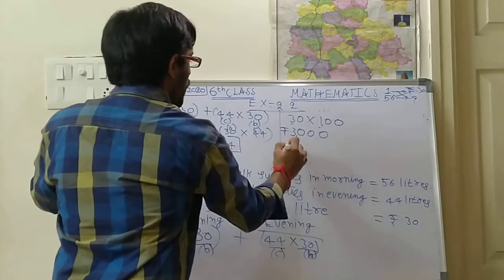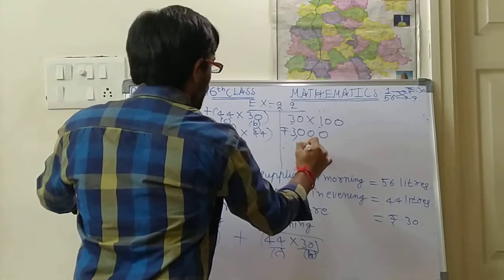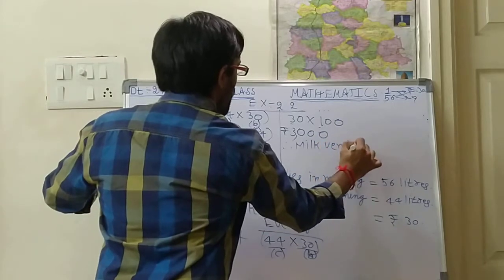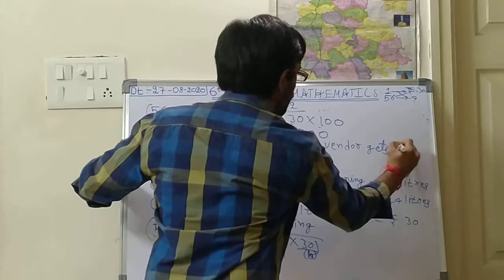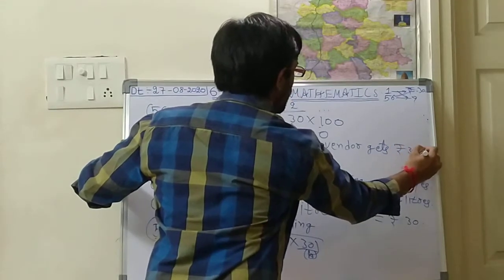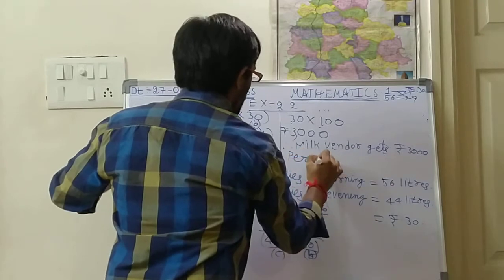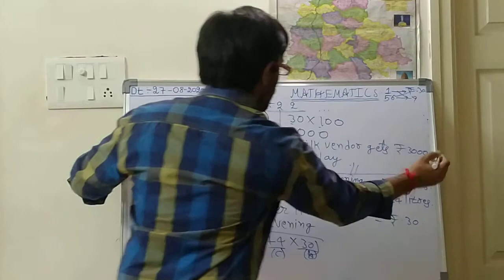So here finally what should you write? Therefore, milk vendor gets rupees 3000 per day. Rupees 3000 per day. So like this you should end the answer.